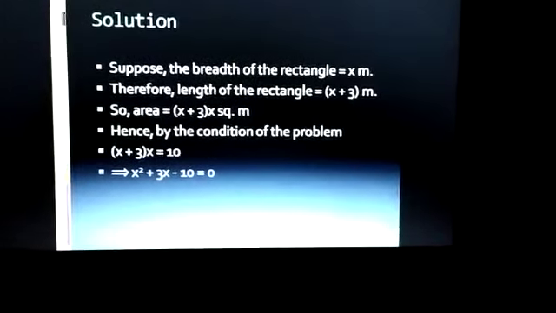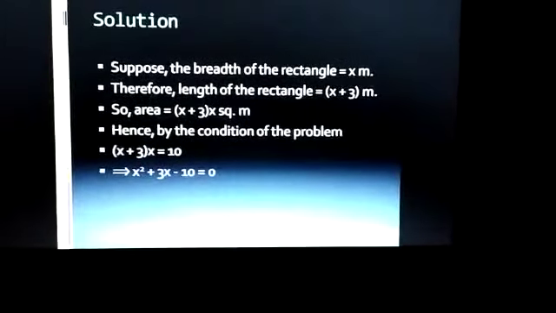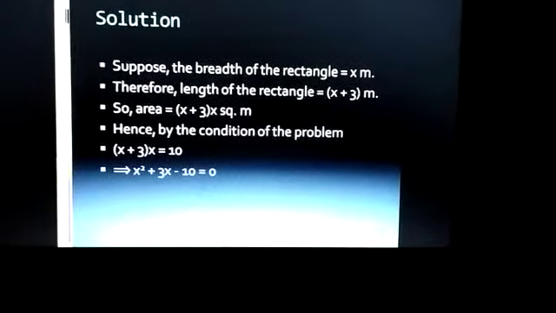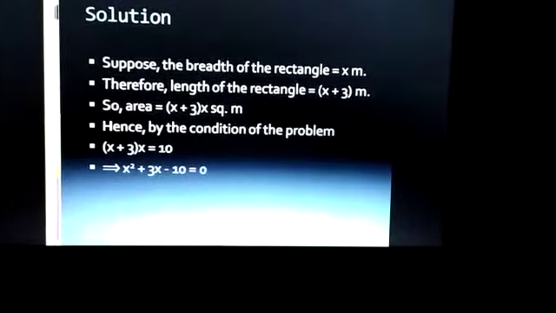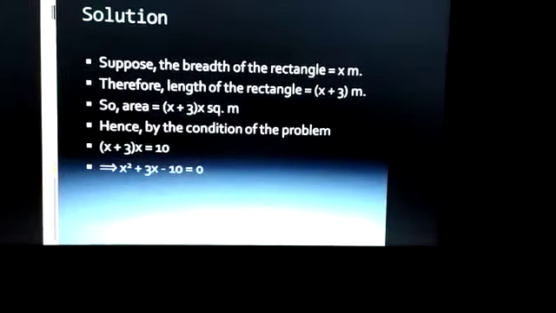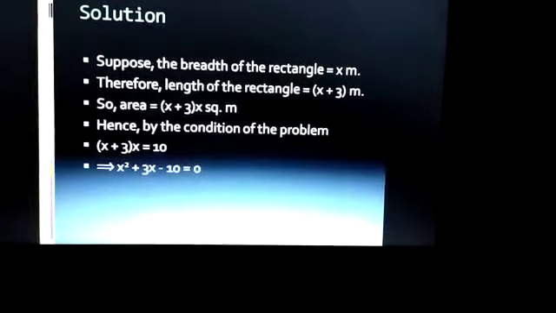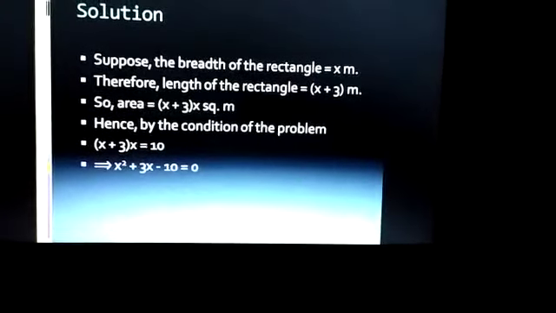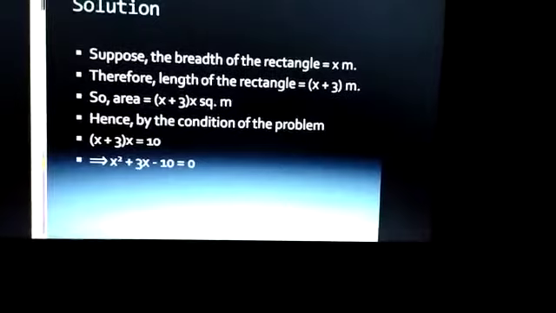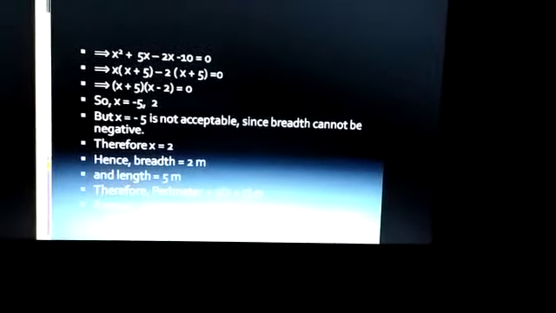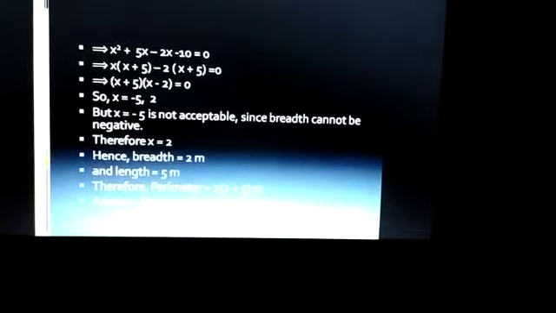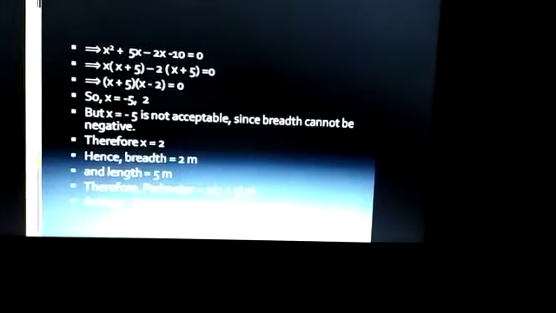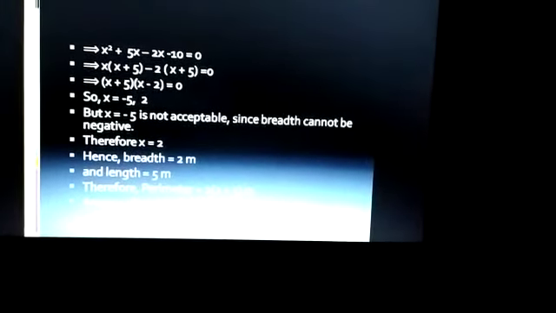Now when we simplify this equation, we get a quadratic equation which is x squared plus 3x minus 10 equal to 0. Now you have already learned in your previous class how to factorize the quadratic equation and solve it. So we factorize it by splitting the midterm, and we get the factors as x plus 5 and x minus 2. So which gives us two values of x. x is equal to minus 5 and x is equal to 2.